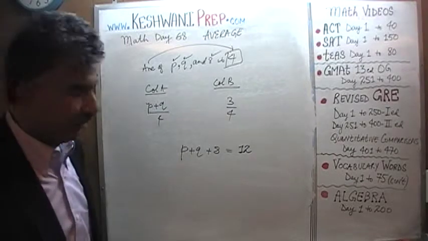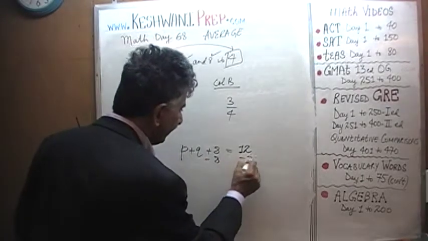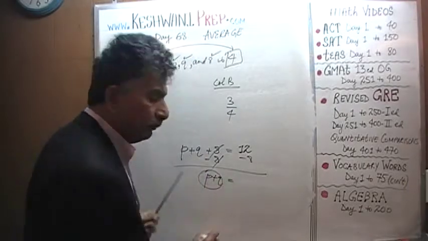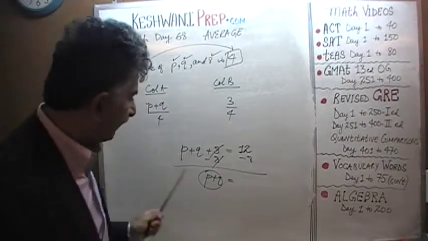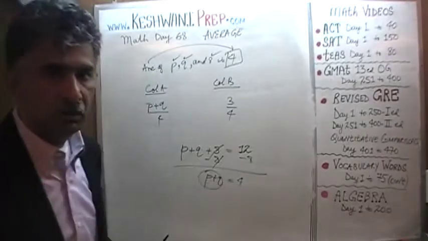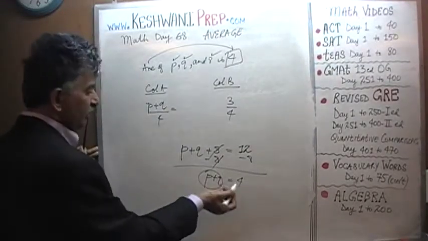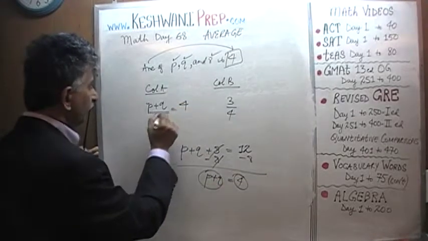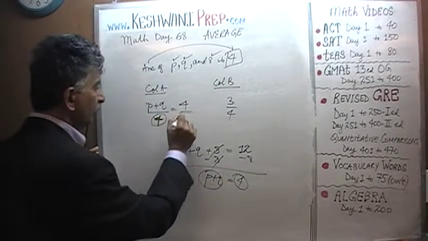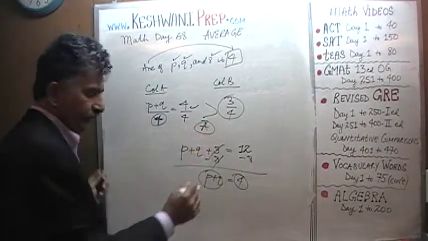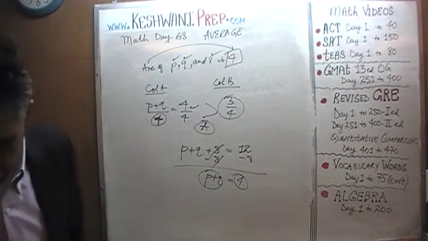One of them is 8. If you take away that 8, what we find is that P and Q must add up to 4. Here we have P plus Q, which we just found out to be 4, over 4. 4 over 4 is 1, and 1 is greater than 3 quarters. The answer is A. Let's do one more.